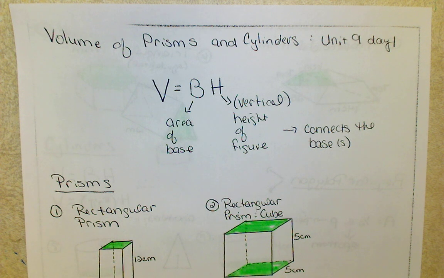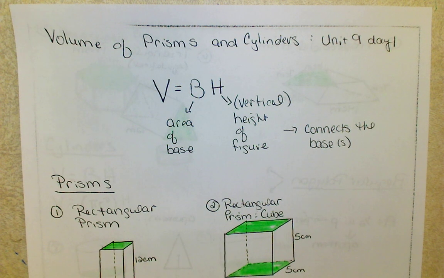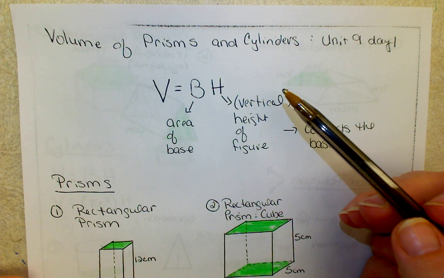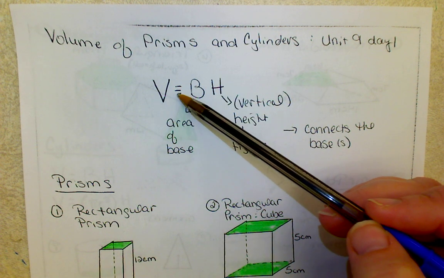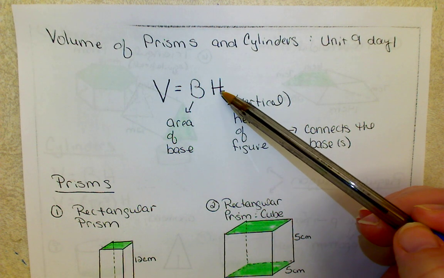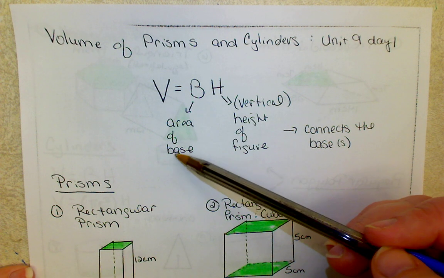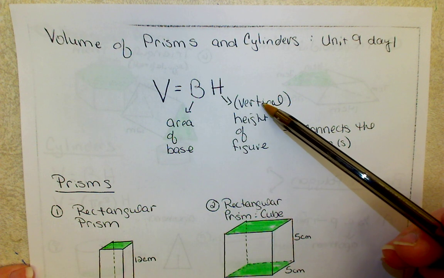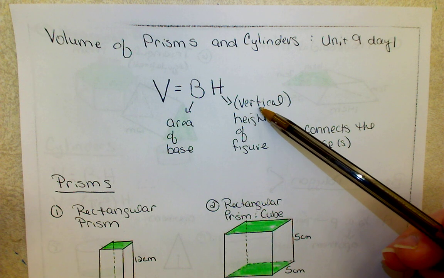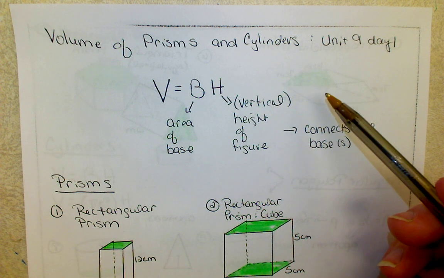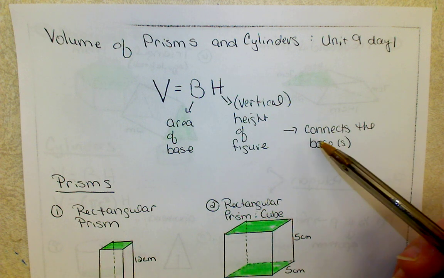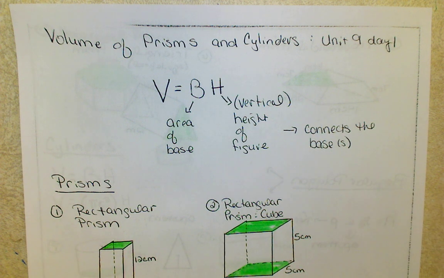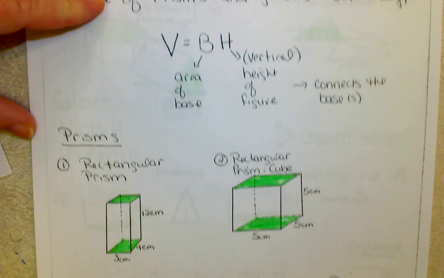Okay, today we're going to be looking at volume of prisms and cylinders. You'll find that the majority of the volume problems we'll be dealing with in this unit are going to be based on the formula that the volume is equal to the area of the base times the height. The capital B means the area of the base, and the height is usually the vertical height of a figure, but sometimes the figures are laid on their sides, so it's the segment that connects the two bases. And you'll see what I mean when we get to those figures.